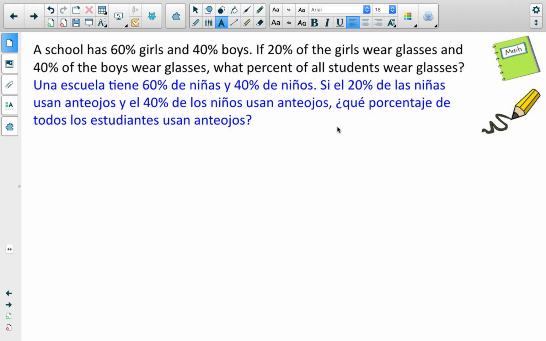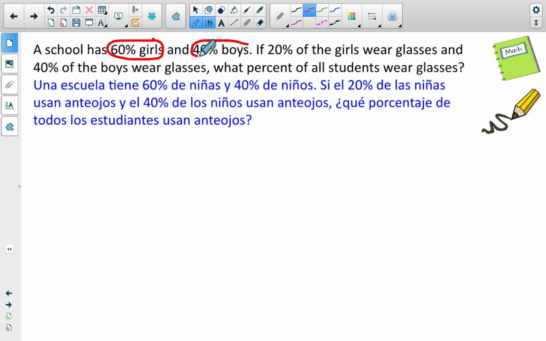A school has 60% girls and 40% boys. If 20% of the girls wear glasses and 40% of the boys wear glasses, what percent of all students wear glasses? So, our goal is to be able to answer this problem algebraically through the use of expressions and equations.